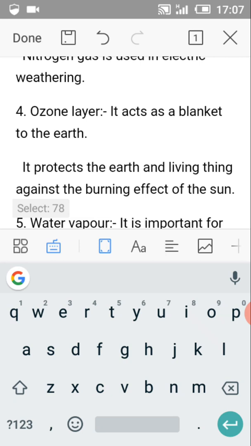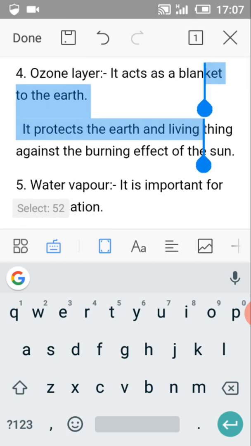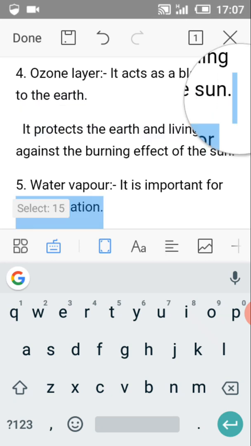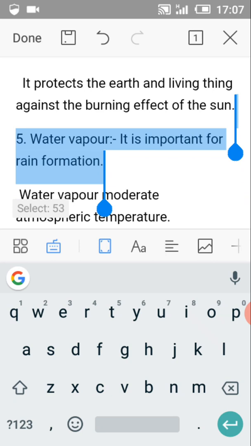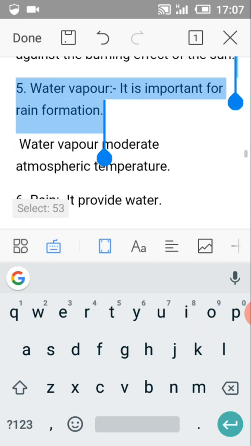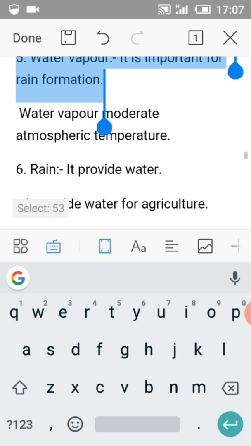The ozone layer. The ozone layer acts as a blanket to the Earth's surface. It protects the Earth and living things against the burning effect of the sun. The water vapor. It is important for rain formation. Water vapor moderates atmospheric temperature.